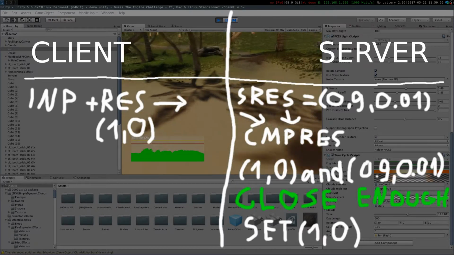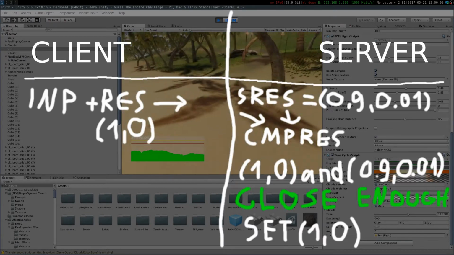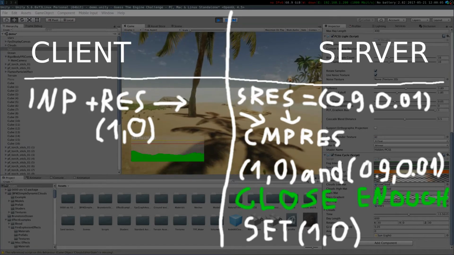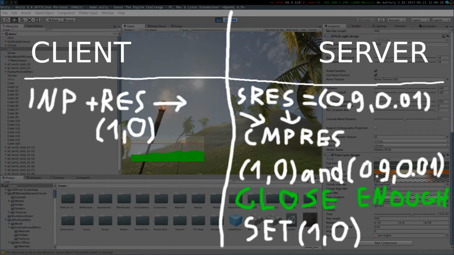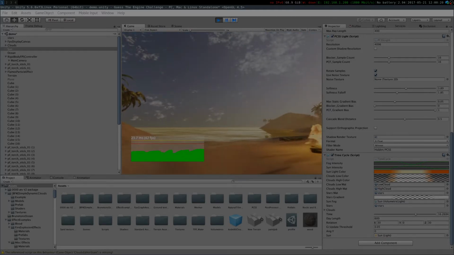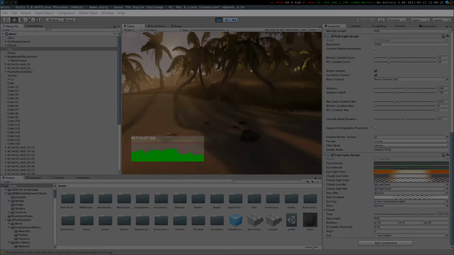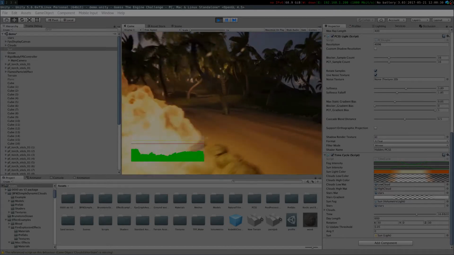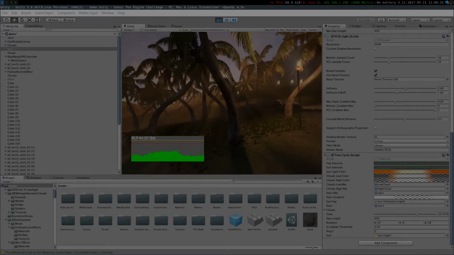Make the client send the input and the result, and if the result's difference is below a certain threshold, then the server moves the vehicle to the client's position. A hacker might get a slight speed boost, maybe a bit of traction, but he definitely won't be able to teleport and fly around.